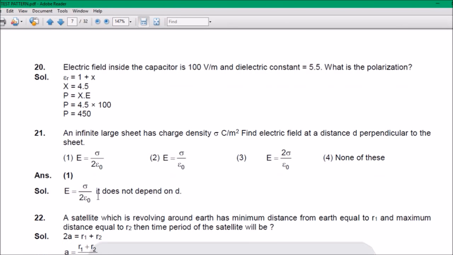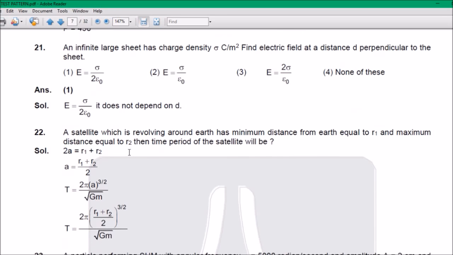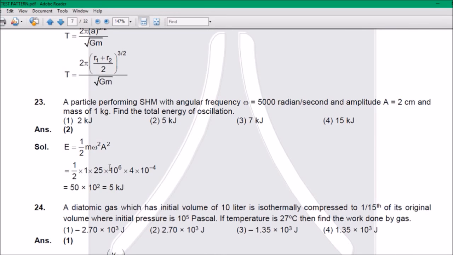And 21. The answer is sigma by 2 epsilon naught. It does not depend on D. Okay. Question number 22. The answer is 2 pi root of ((r1 plus r2) by 2) raised to the power 3 by 2 under root g. Question number 23.